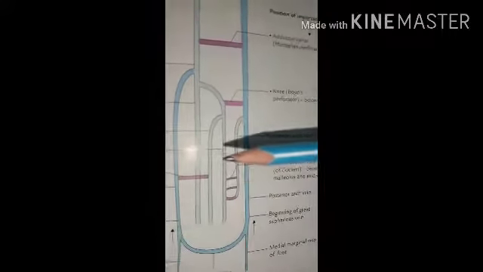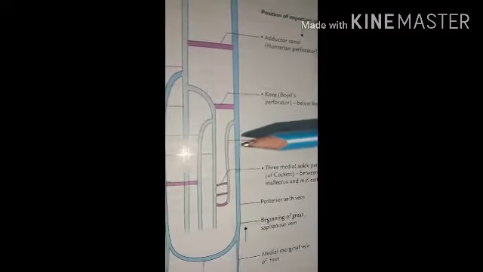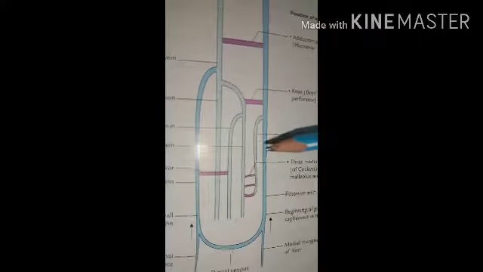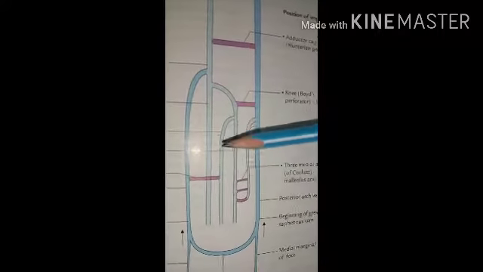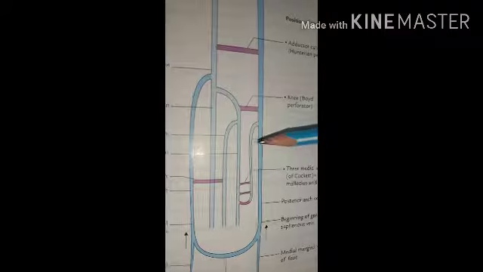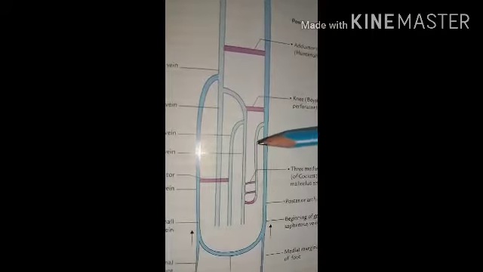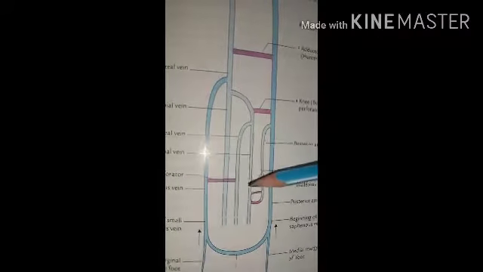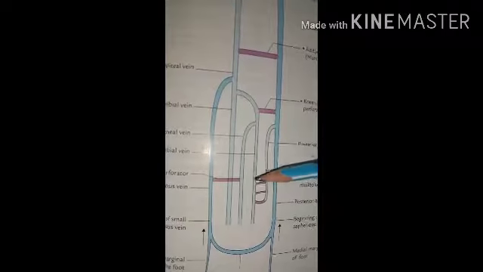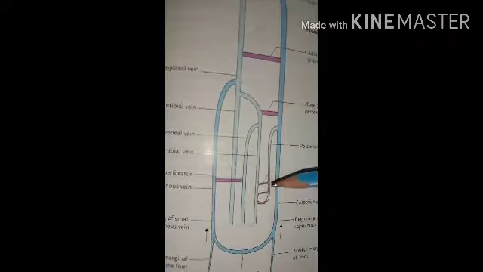Then the perforating veins. The perforating veins pierce the deep fascia and connect the superficial veins to the deep veins, and their valves permit only uniform, unidirectional flow of the blood.